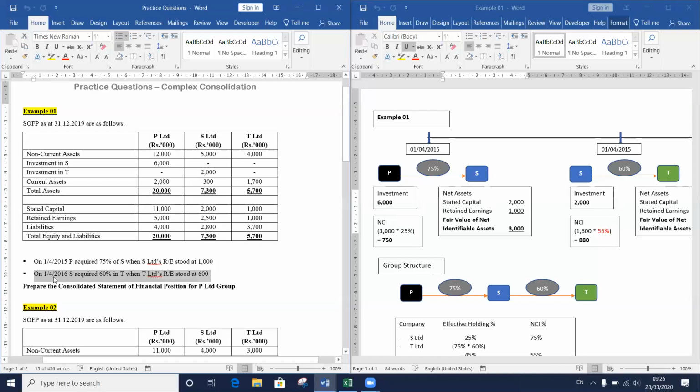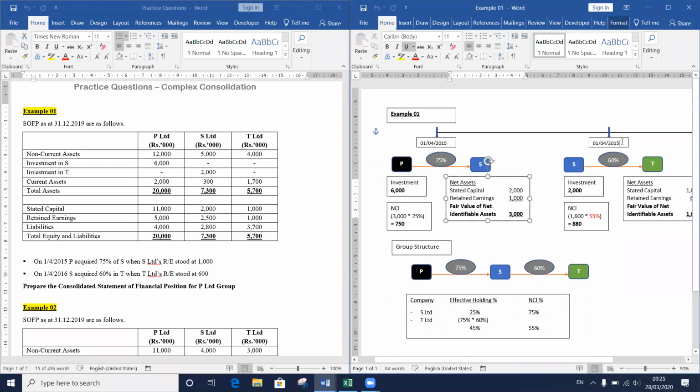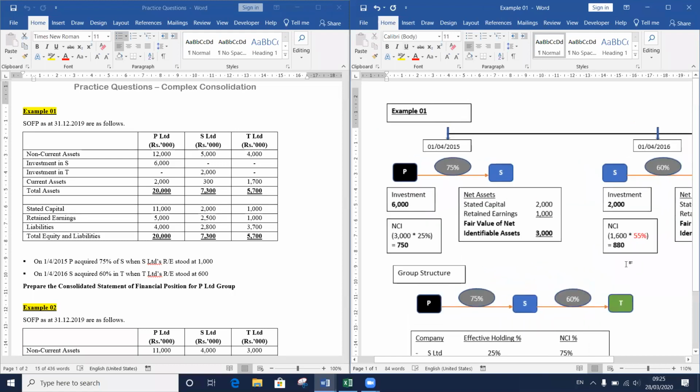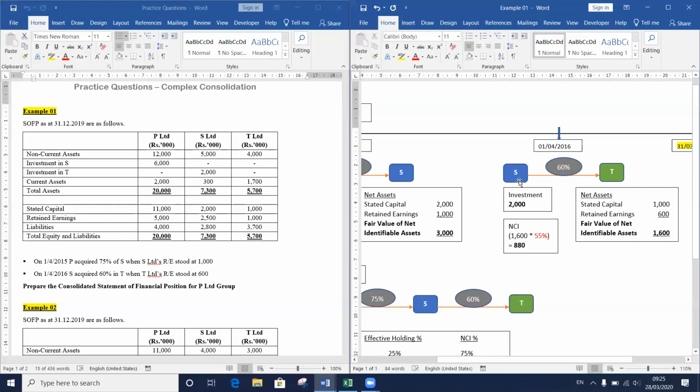On 1st of April 2016, S has acquired 60% in T when T Limited's retained earnings stood at 600. On 16th of April, what has happened is S Limited is now already a subsidiary for us.